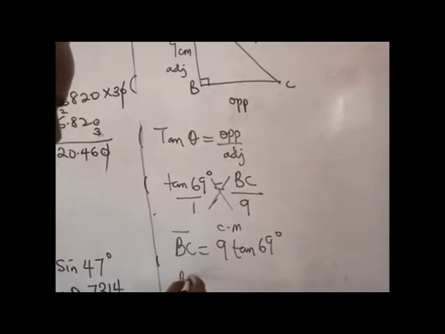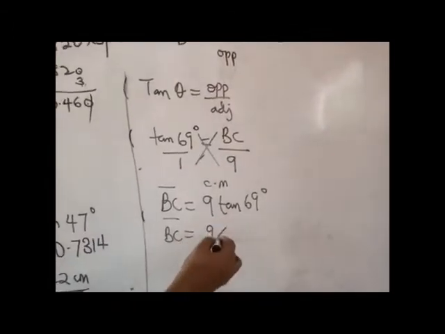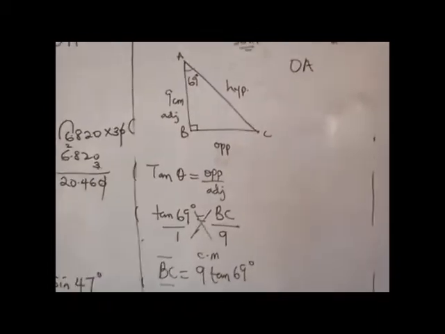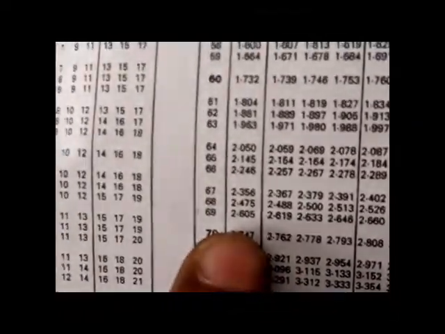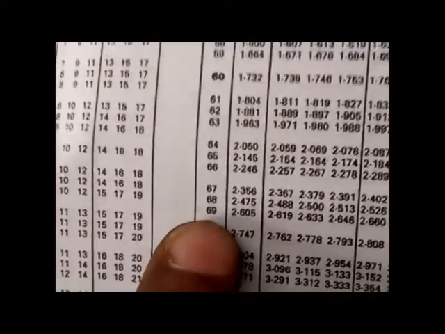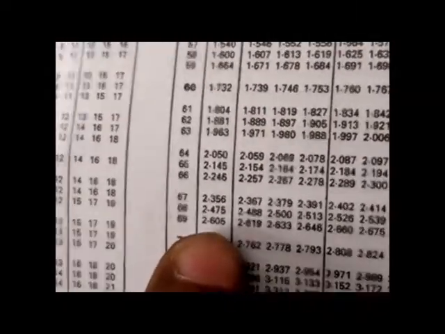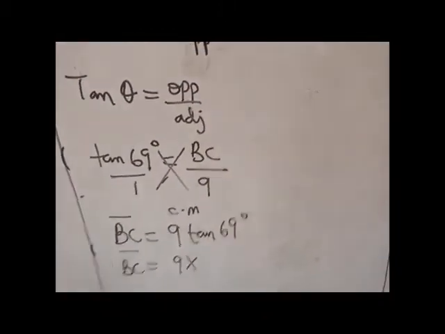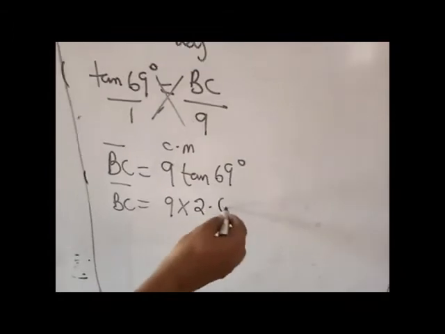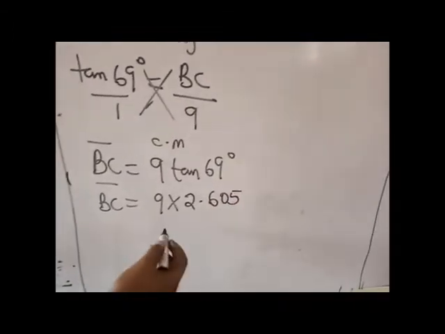So our line BC equals 9 times tan 69. Let's look for tan 69. Go to tangent of angles. Under 69, I have 2.605. So tan 69 is 2.605. So we multiply it by 9.